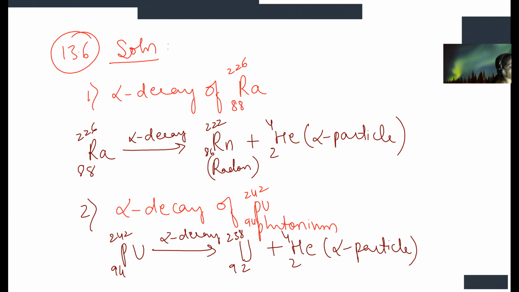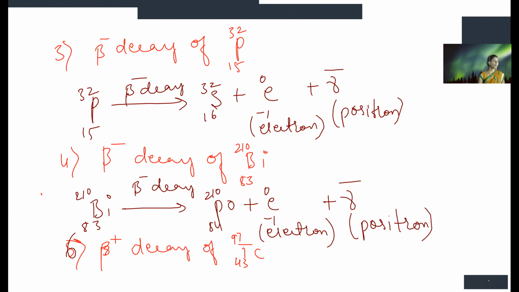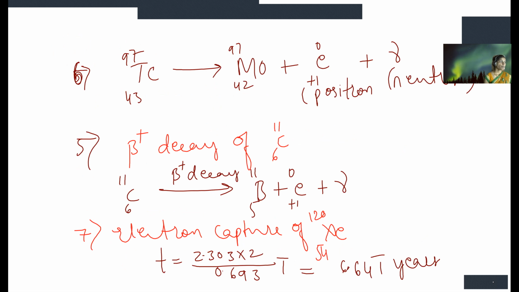And third one is beta minus decay of P, which means the name of the element is phosphorus, and beta minus decay of bismuth we wrote, and beta positive decay of lanthanum we wrote, and then beta positive decay of carbon 12, and seventh one is electron capture of Hg 120 element.